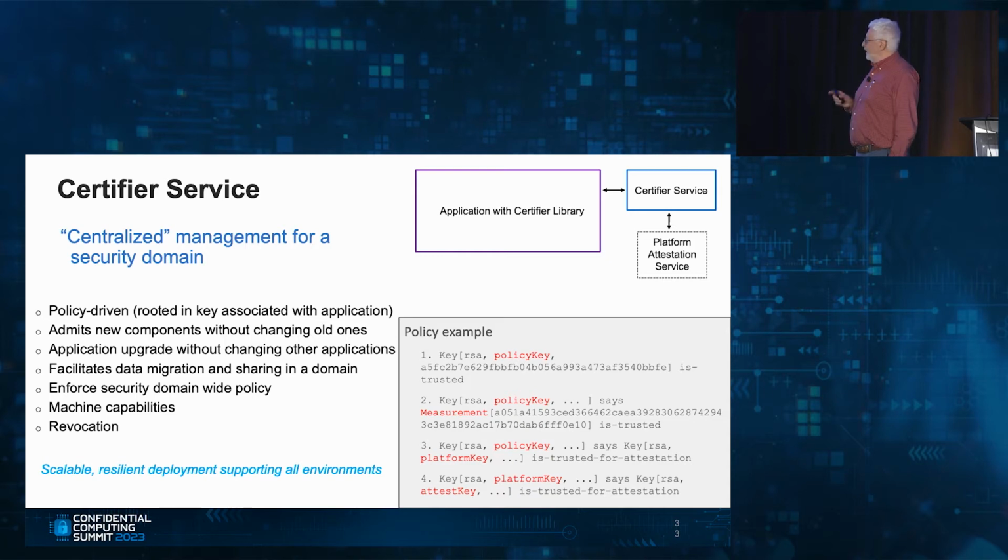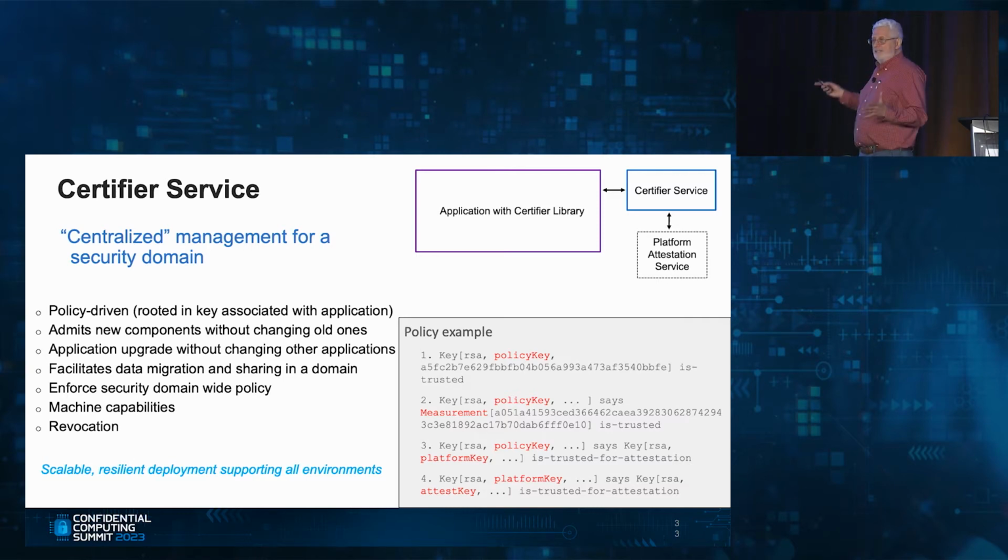The second rule says, in this security domain, the policy key says this measurement, which is the identity of the program, of a program you trust, is trusted. So if that's the measurement of the program, it's trusted. The third statement says the key of the hardware provider that endorses the attestation key is trusted, like the ARK key in SEV. And the final statement, which actually comes from the platform, is that the platform key says the particular attestation key that makes the attestation is trusted for attestation. That's it. Four rules. Now you can argue whether that's English readable or not, but it's unmistakable.